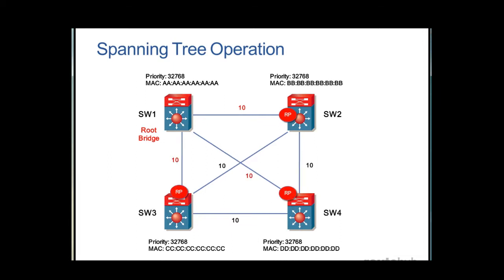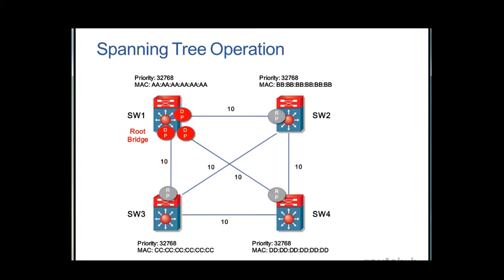And we can determine the same thing for the other switches, and that will basically be the interfaces that are directly connected to the root bridge itself. So on switch 3, it will be this port here. That will be the root port, which is directly connected. And for switch 4, this will be the root port, which is directly connected up to the root bridge.